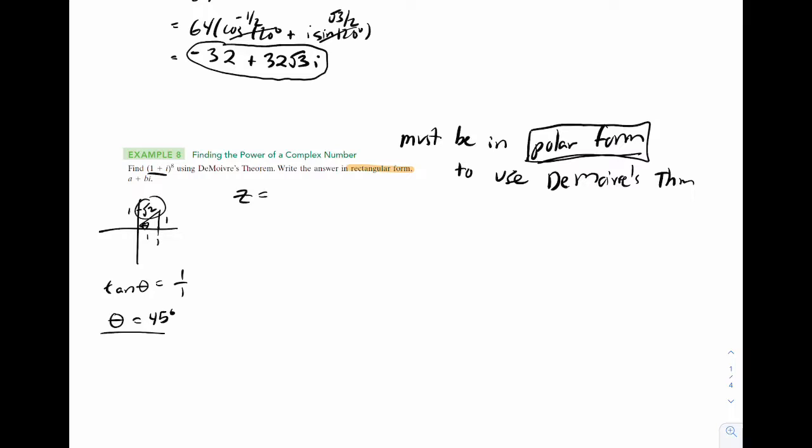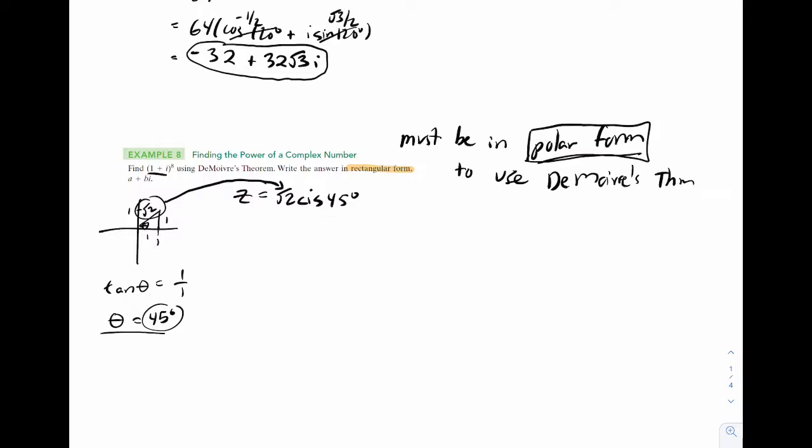So our z is going to be the root of 2 cis 45 degrees. This root of 2 is coming from the hypotenuse, or your r value, and this angle is being plugged in right there. So that's your cis 45 degrees. Essentially we're just converting our rectangular form to our polar form, similar to last class.